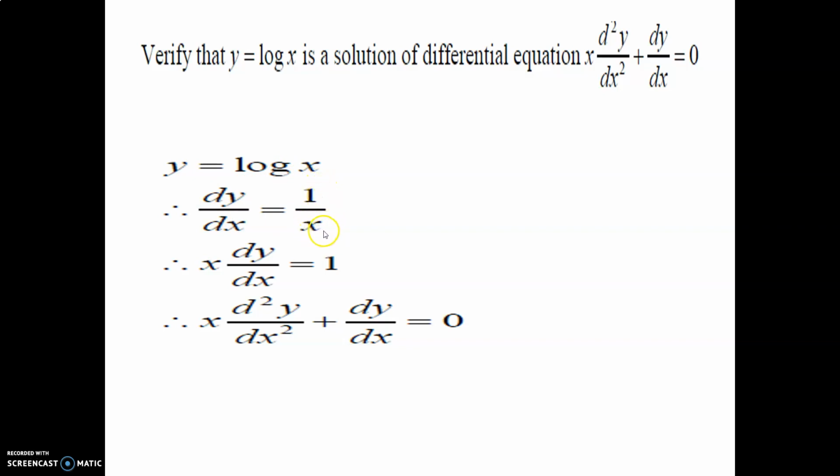Now, rearranging, x dy/dx = 1. Again differentiate with respect to x. Here we apply the u·v rule: x d²y/dx² + dy/dx = 0. So we have verified that y = log x is a solution of the differential equation x d²y/dx² + dy/dx = 0.